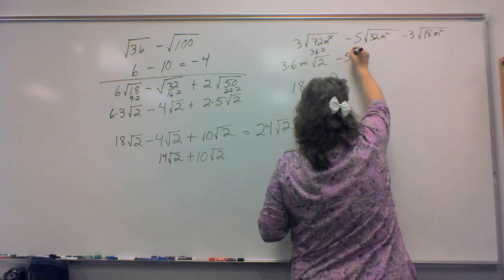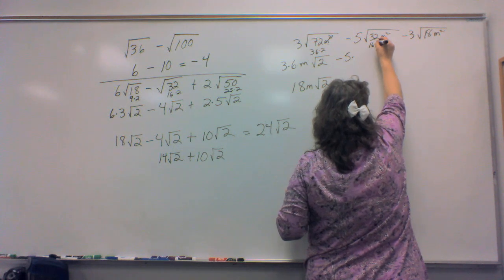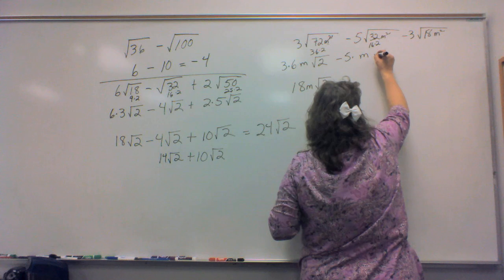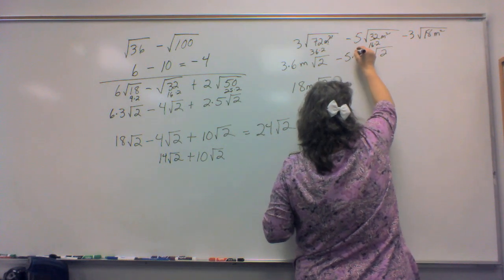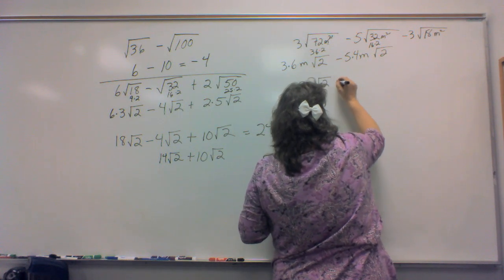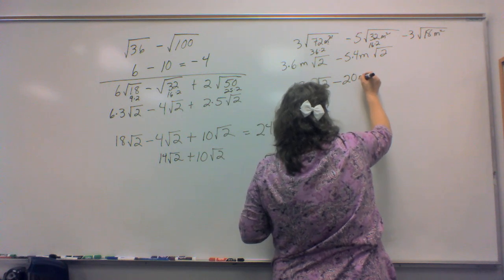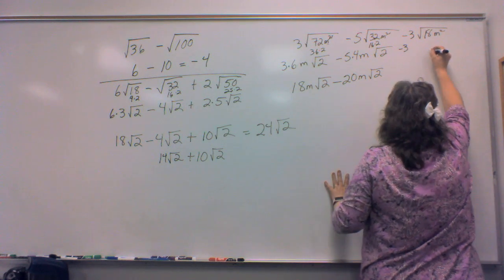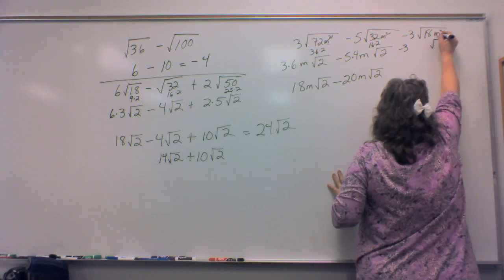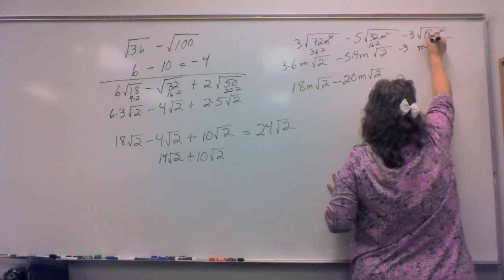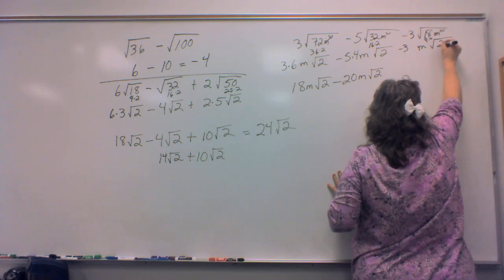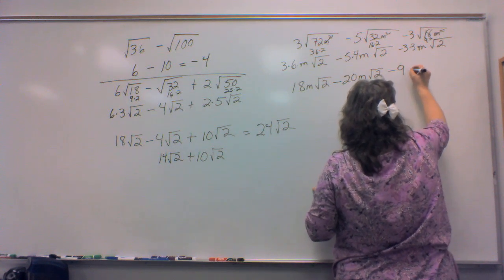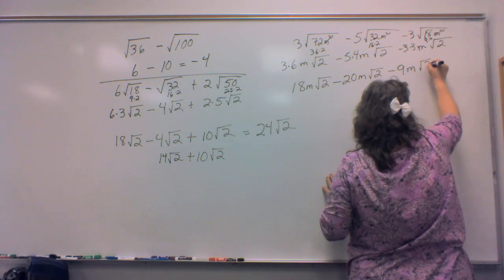Minus 5 times the square root of 16 times 2 is 32, and an m is going to come out, leaving a square root of 2, and the square root of 16 is 4. Negative 5 times 4 is minus 20m square root of 2. Minus 3 times the square root of 18m squared: m is going to come out, and 18 is 9 times 2, leaving 2 inside. So this is minus 9m square root of 2.